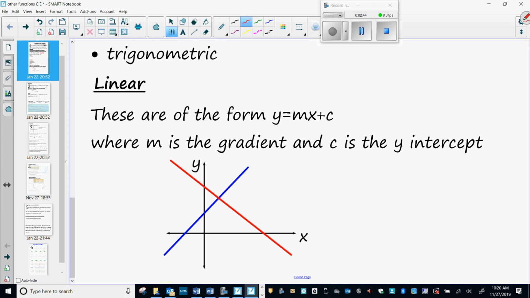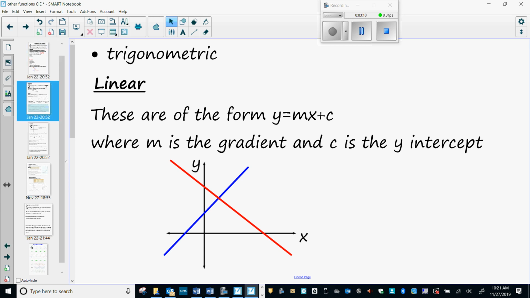So linear, we know these. They're in the form y equals mx plus c. M is the gradient, and c is the y-intercept. Okay, that's nothing new. Yes. What do I know about the gradient of the blue line? Positive, and the gradient of the red line? Negative. Okay, so just remember those kinds of things when it comes to straight line graphs. I'm not going to go through that because we've done plenty of work on it in the past.